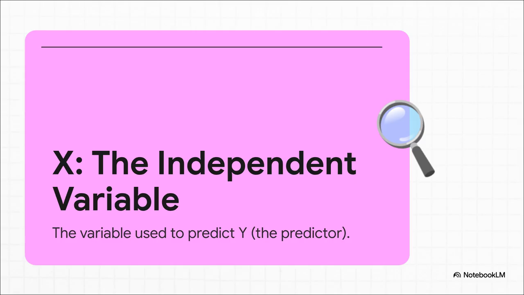Well, we use x, the independent variable. This is our clue. It's the piece of information we already have that we think is going to help us make a really good guess about y. In our case, x is simple. It's the number of years of education.